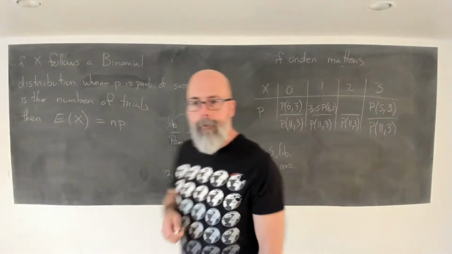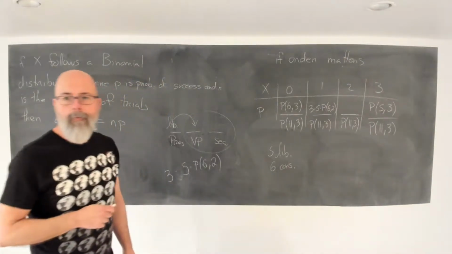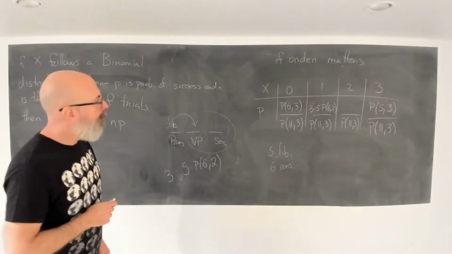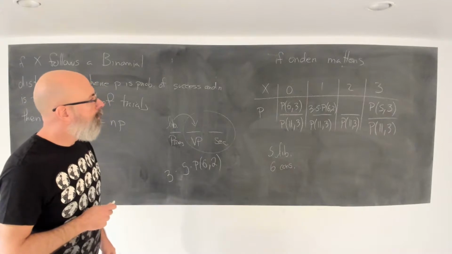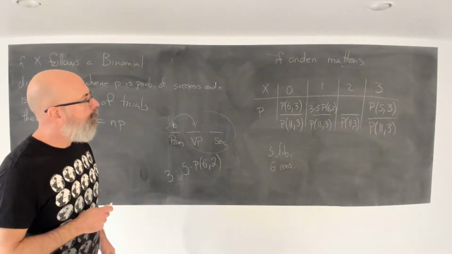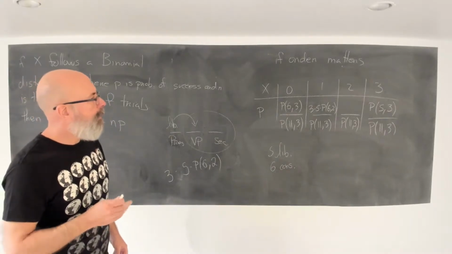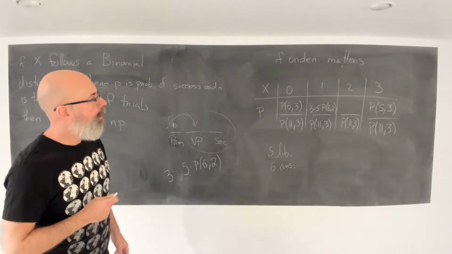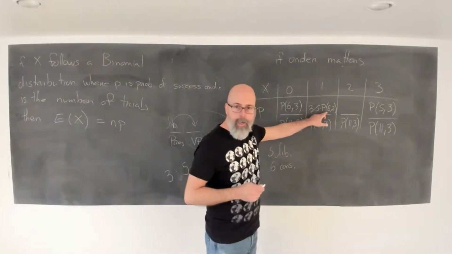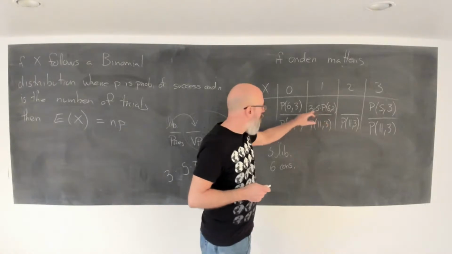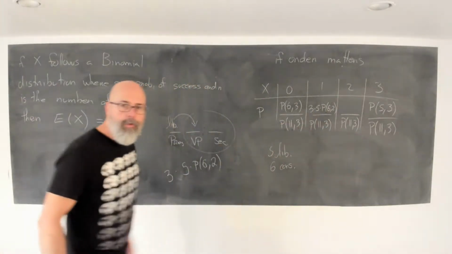So P(6,2) is 5 times 6, and then you have 3 times 5, exactly as Bryn suggests.